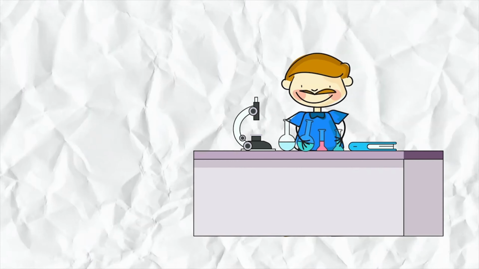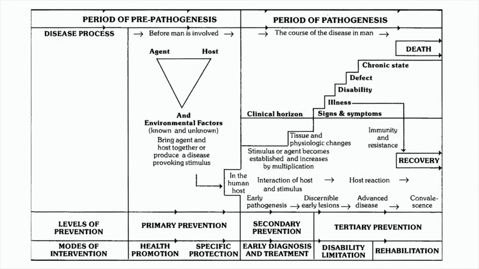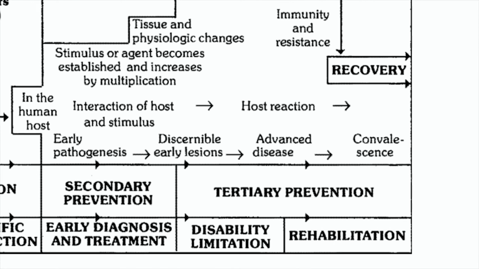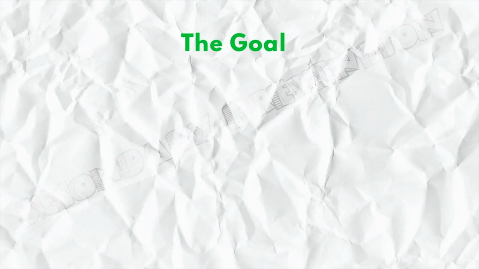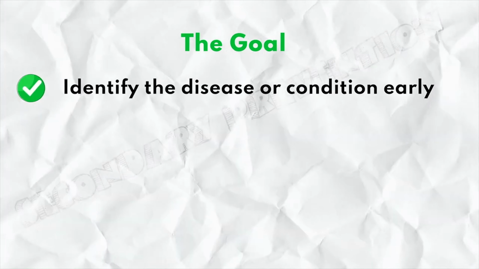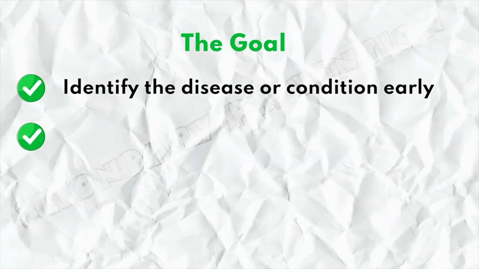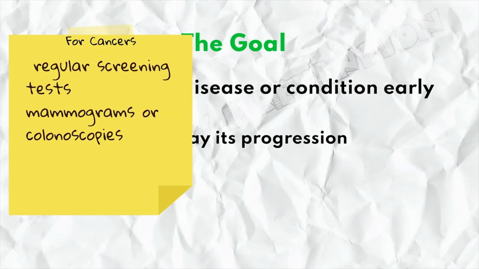Secondary prevention is a level of preventive medicine that focuses on early diagnosis and treatment to prevent the progression of a disease or complications. This level of prevention is often used for individuals who have already been diagnosed with a disease or condition or who are at high risk of developing a disease. The goal of secondary prevention is to identify the disease or condition early when it is still treatable and to prevent or delay its progression.